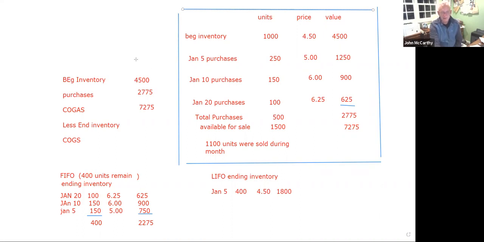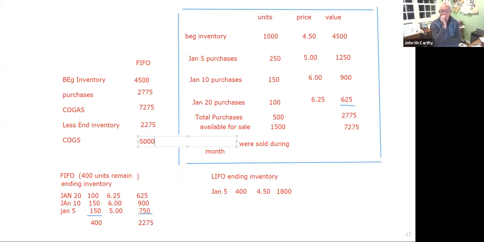So maybe I'll do this. I'll make this FIFO. We're going to run out of room, but I'm going to put this ending inventory. So now I could say what's ending inventory under FIFO. You've got the 22.75, and that also gives you the cost of goods sold under FIFO. So that adds up to 5,000.